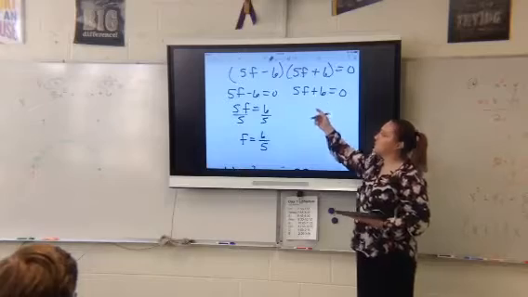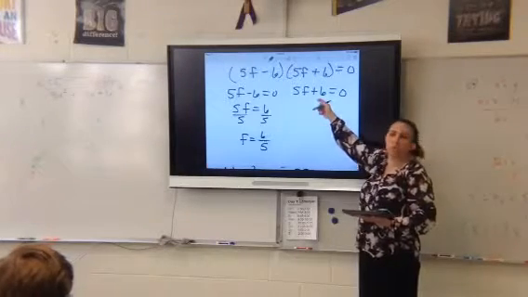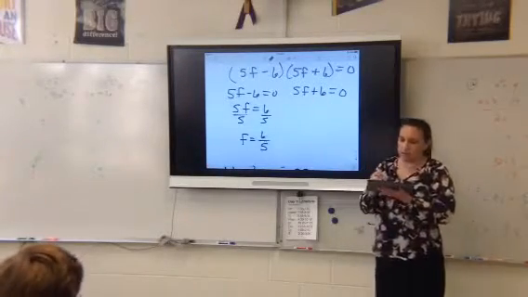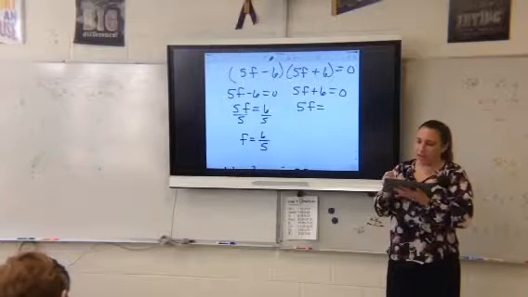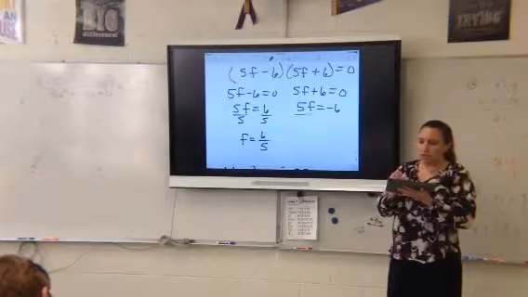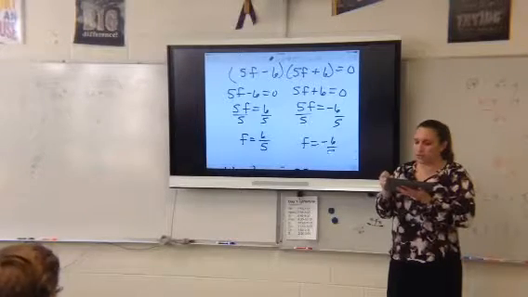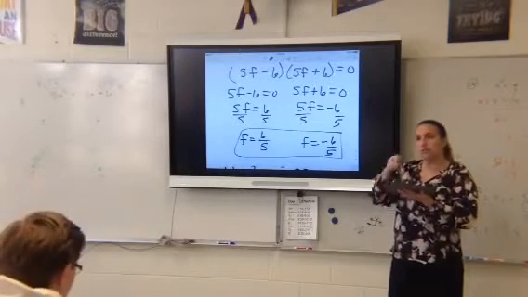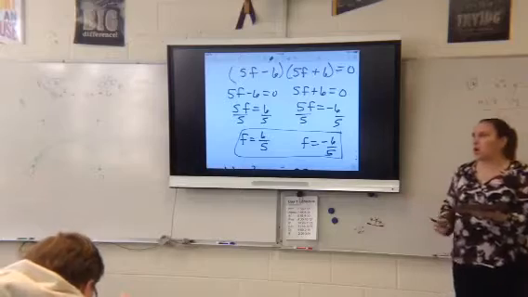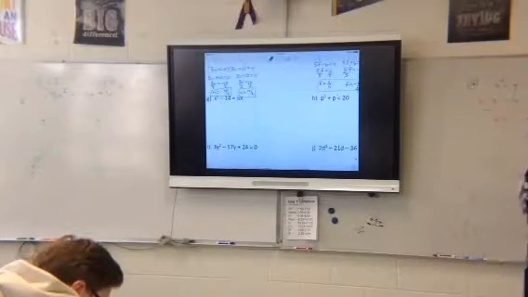Okay? Now we're going to do the exact same steps here, but instead of adding 6, what are we going to do? Subtract the 6. So we have 5f equals negative 6, then divide by 5. So f equals negative 6/5. And those are your two answers. Okay? All right, let's go to the next one.